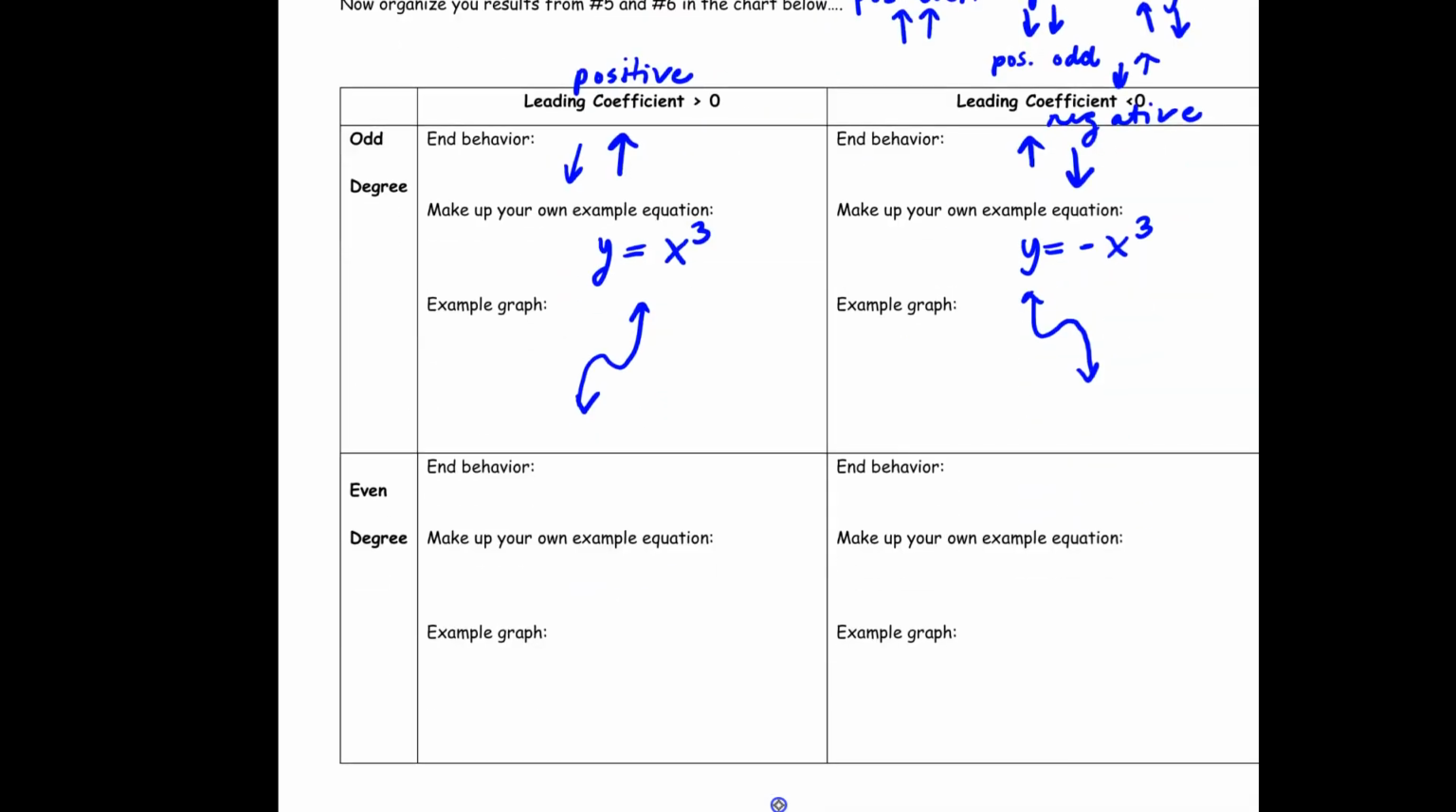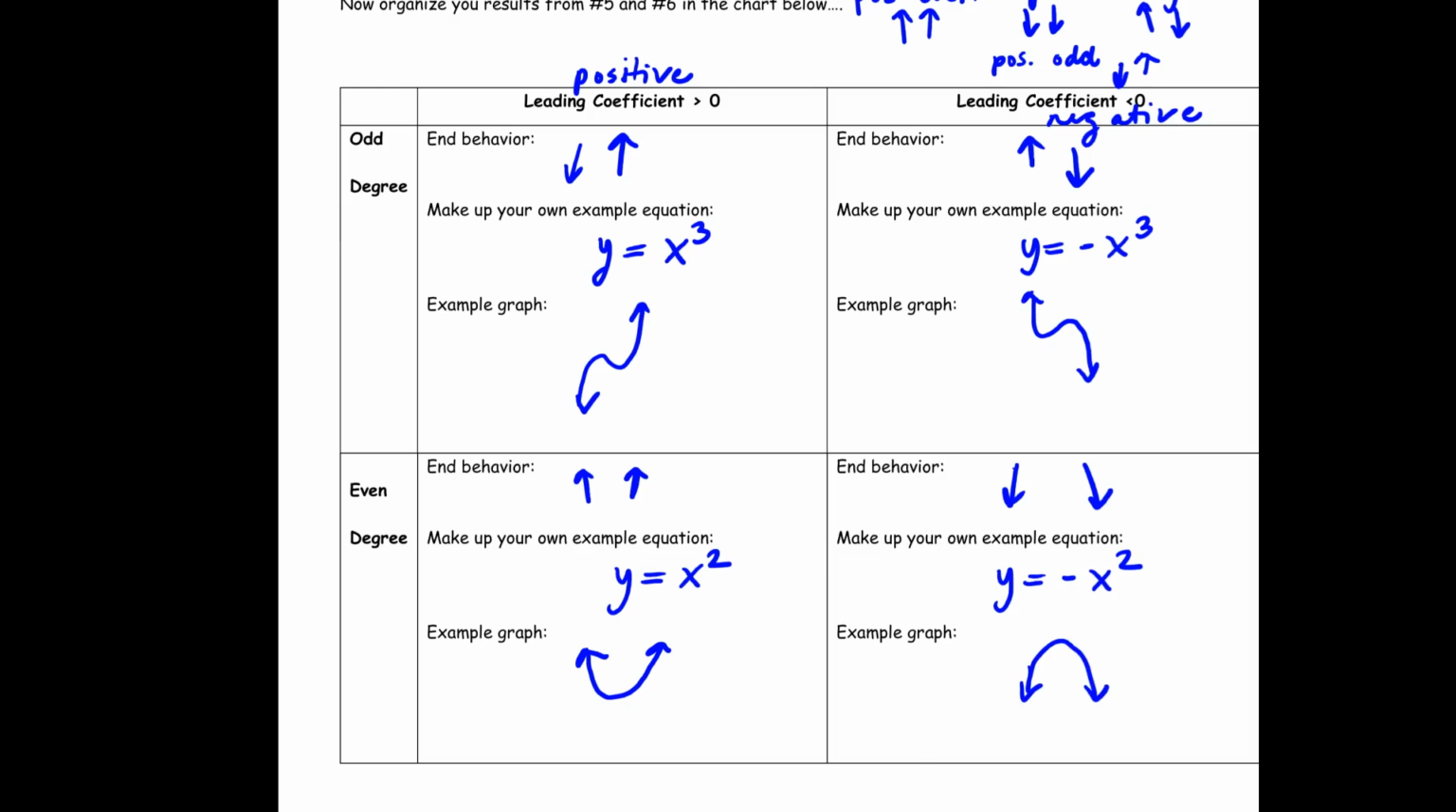Okay, let's take a look at even degrees. If the even degree is positive, then we know that the end behavior is going to go up and up. What equation do you think I think of? Y equals x squared. It's the most basic, and it helps me to remember that the ends of the graph go up and they go up. Versus if you have a leading coefficient that is negative, you guys saw that the ends of the graph will go down and down. And what equation do you think I think of to help me remember this? Negative x squared, because we know that that just flips it upside down. Excellent.